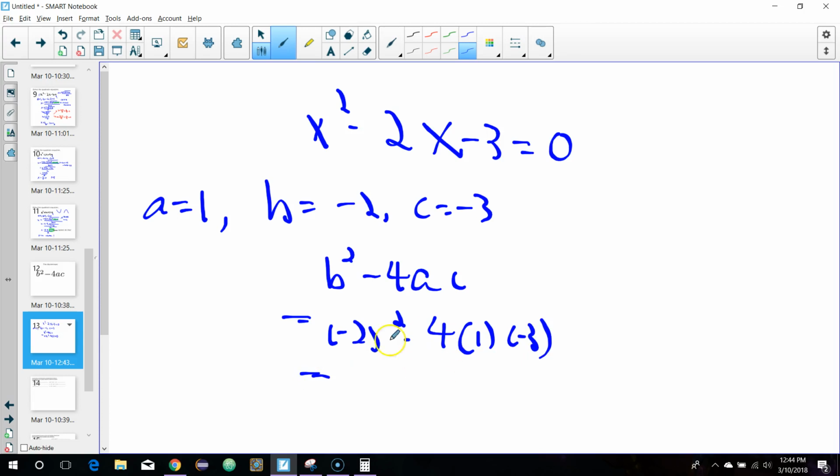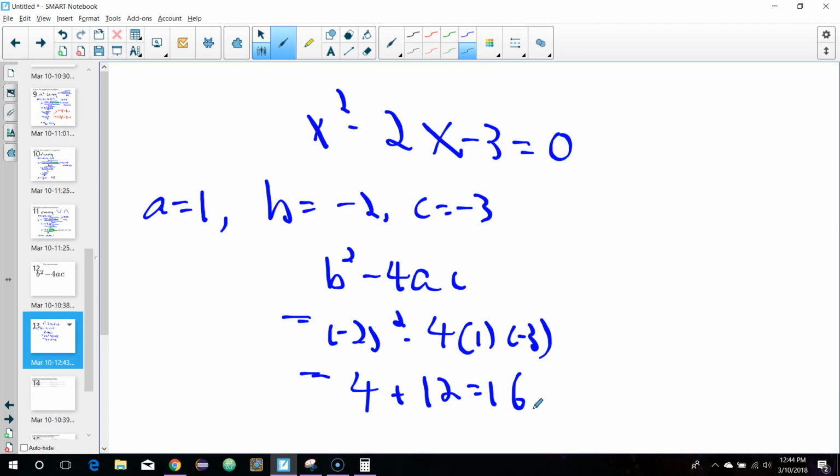We basically would do exactly the same thing as we were doing when solving this. So we have 4. Negative 4 times 1 is negative 4, times negative 3, positive 12. 16. Now, this number is going to tell us whether you have two solutions or not.